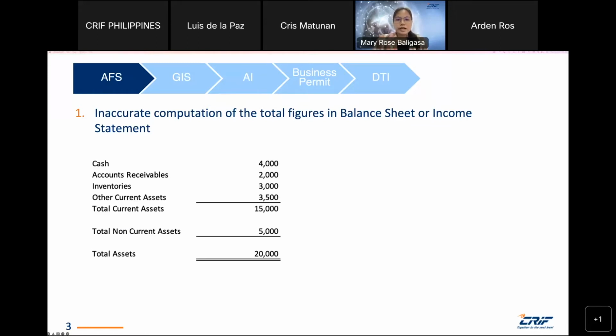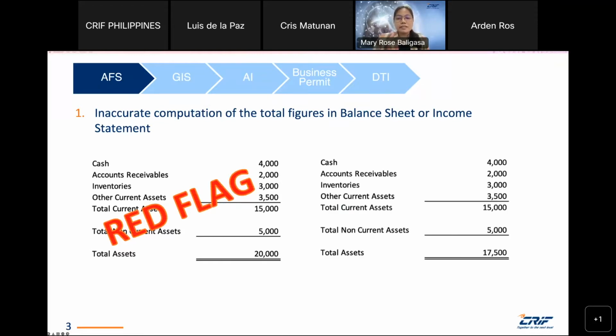To give you a clear illustration, we have here a balance sheet with a total current asset of 15,000. But if you add manually the cash of 4,000, accounts receivable of 2,000, inventories of 3,000, and other current assets of 3,500, the total is actually 12,500. Because of this error, the total asset is computed at 20,000.